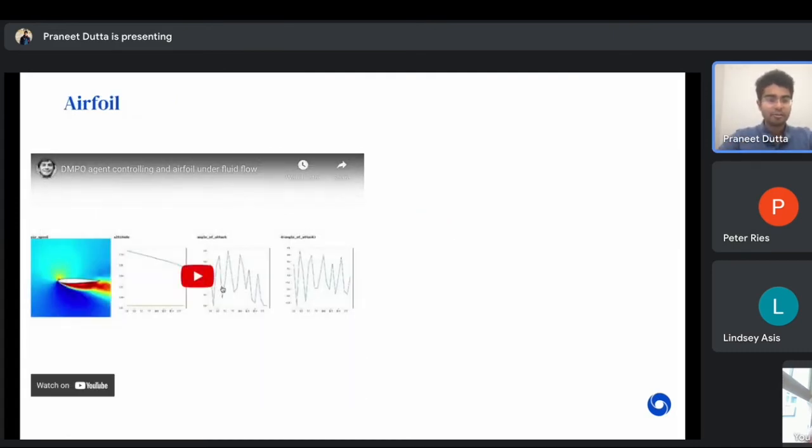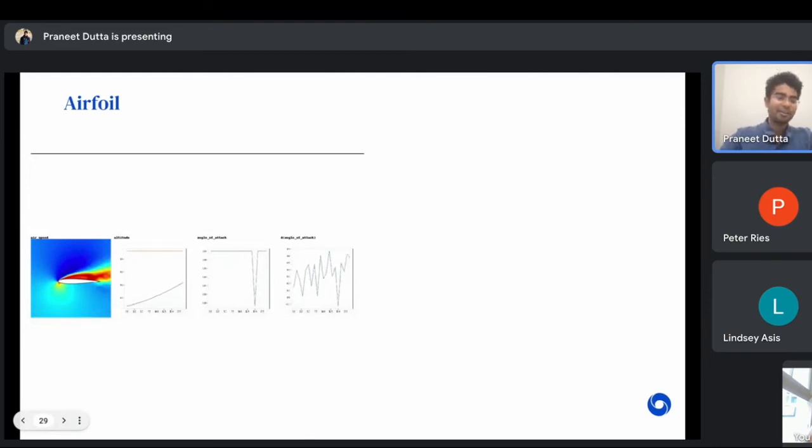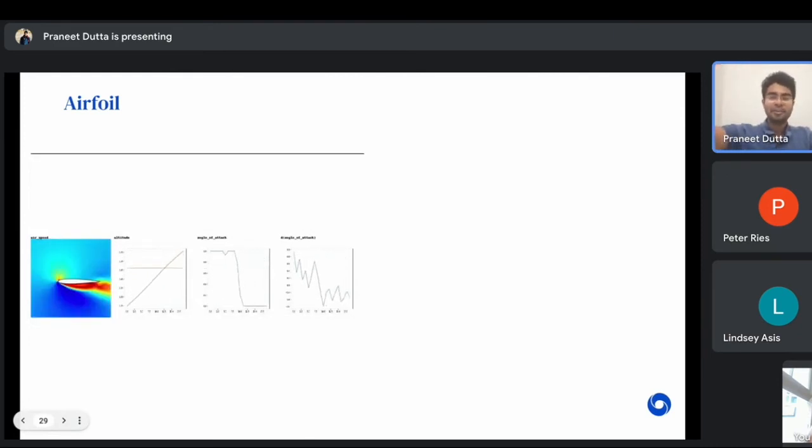We also generated this for an airfoil. So most of us have been on a flight. If you've looked at your airplane, there are wings, and I'm actually getting a private pilot's license right now, so I should be able to speak of this more technically.